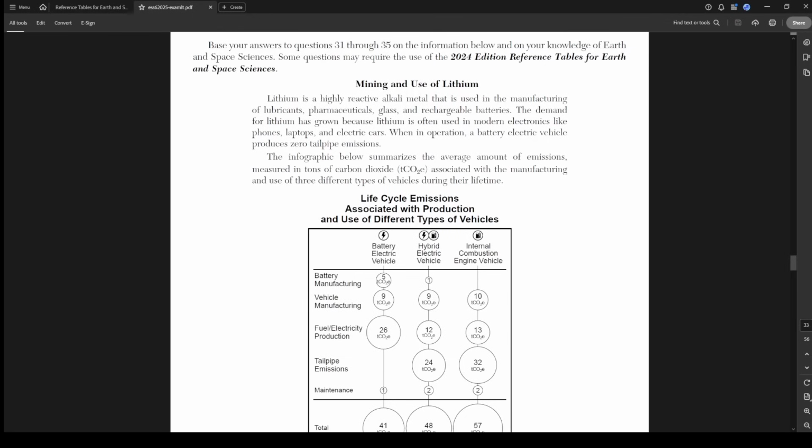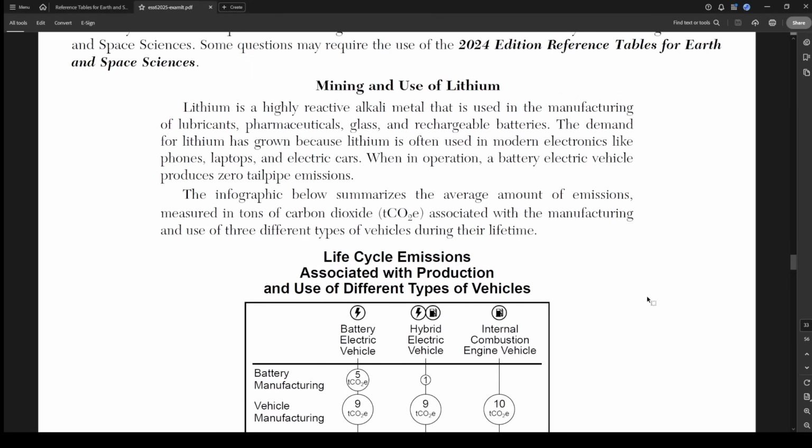All right, base your answers to questions 31 through 35 on the information below and on your knowledge of earth science, and you might need the reference table. Okay. Mining and use of lithium. Lithium is a highly reactive alkali metal that's used in the manufacturing of lubricants, pharmaceuticals, glass, and rechargeable batteries. The demand for lithium has grown because lithium is often used in modern electronics like phones, laptops, and electric cars. Okay. So let's underline that.